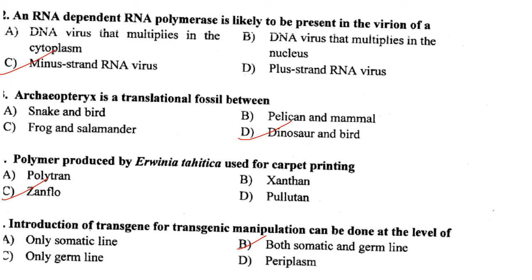Answer is option C. Then Archaeopteryx is a transitional fossil between dinosaur and bird. Answer is option D. Polymer produced by Erwinia tahitica used for carpet printing... It is sphingan. That is option C. Introduction of transgene for transgenic manipulation can be done at the level of... It can be done at the level of both somatic and germline. Answer is option B.